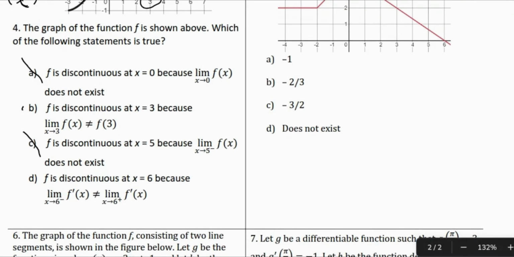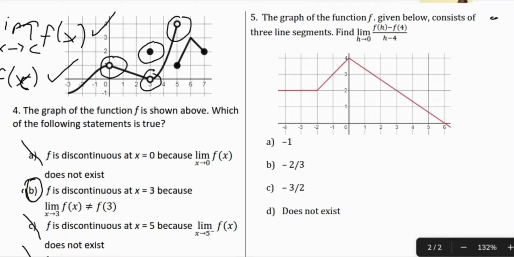And then our final statement, f is discontinuous at x equals 6 because the limit as x approaches 6 from the left of f prime of x does not equal the limit as x approaches 6 from the right of f prime of x. Now, you only need to consider the derivatives when thinking about differentiability. You don't need to do that for continuity. Since this doesn't consider the actual f graph, we don't really need to consider this answer choice at all because we have a suitable answer choice right here, being B.